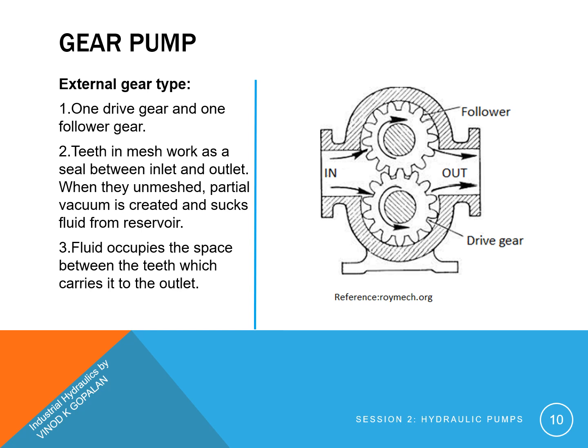Gear pump. Please look at the picture. We will discuss the external gear type. It consists of two gears of the same size, one drive gear and one follower gear. They rotate in opposite directions. Teeth in mesh work as a seal between inlet and outlet. When they unmesh, a partial vacuum is created and sucks fluid from a reservoir. Fluid occupies the space between the teeth, which carries it to the outlet.